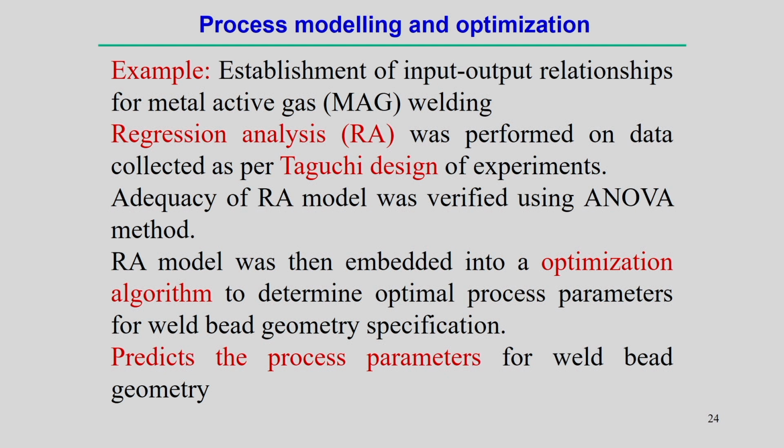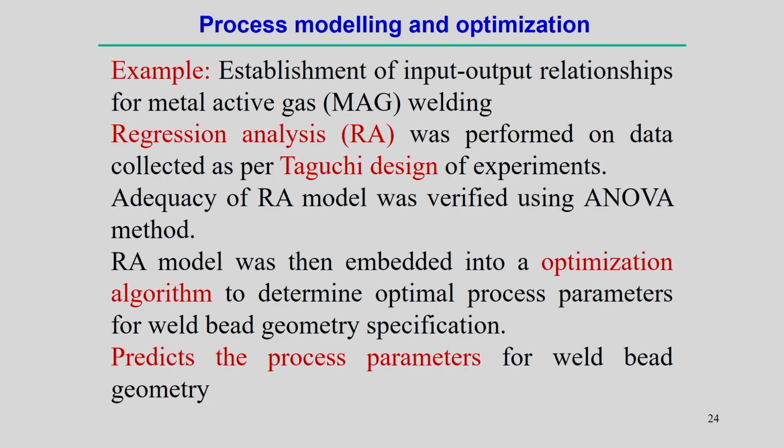Now, it will be easier to understand how we can do process modeling and optimization. We can take an example of the MAG, metal active gas, welding process, and here we can establish the input and output relationship. We can simply use regression analysis, collecting the data as per Taguchi design of experiments, and then we look at the ANOVA table, the ANOVA method, to get all this statistical data. Now, this regression analysis model was basically embedded in an optimization algorithm to determine the optimal process parameters. So, we can link some optimization algorithm also to determine the optimal process parameters.